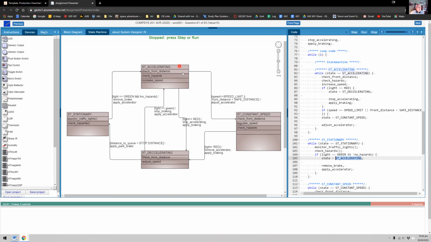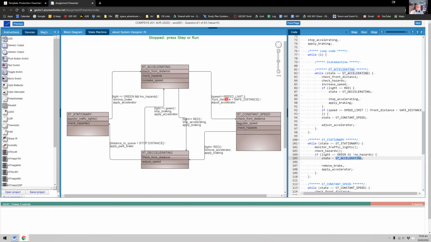Okay, so now we've got two exits to this state. So now we have to make sure that every possible way of exiting this state is covered. And so there are only two ways of exiting this state. It will continue to check the front distance, continue to check for hazards, and continue to increase speed until something changes.